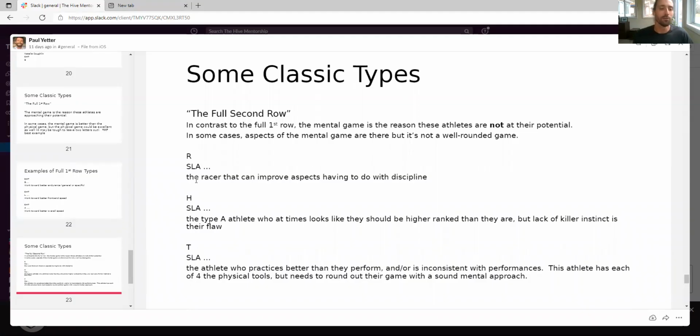Okay, so if you've got a full second row, you might have an R on the top. That's the racer that can improve aspects having to do with discipline. So they can race, they can train, but they don't come to practice all the time because they're sick, because their hidden training isn't very good, and they don't do anything in or out of the turns. They don't streamline very well, so their technique isn't very good. The second type, if your second row is full, is a full second row with an H. So that tends to be the typical type A kid who is really into swimming, goes to bed on time, does some of the stuff outside of the pool, kind of is the swimming nerd, and then does all the training pretty well.